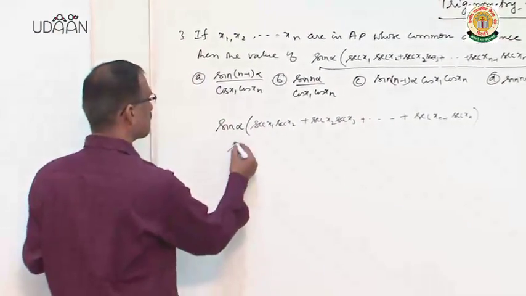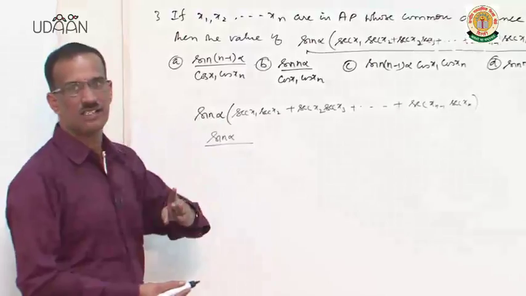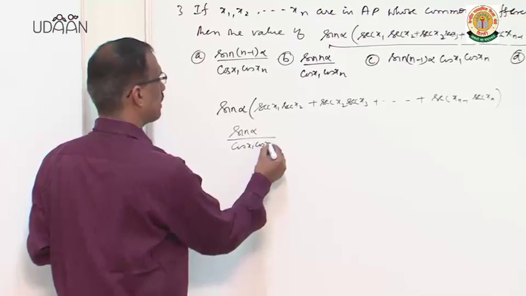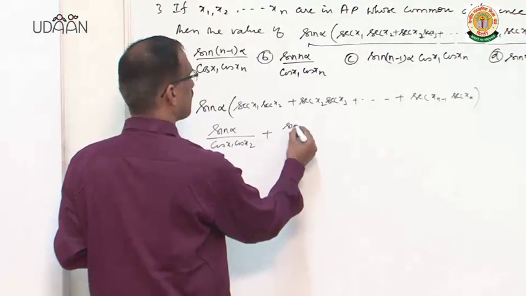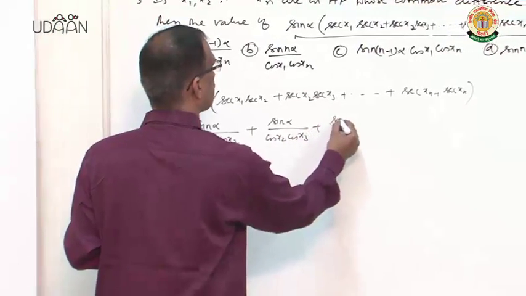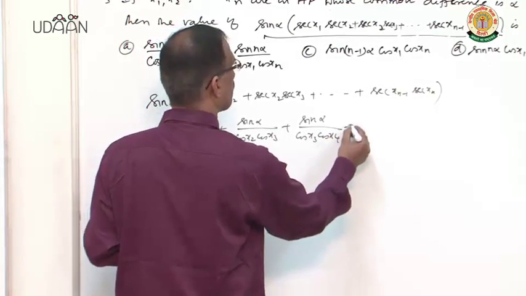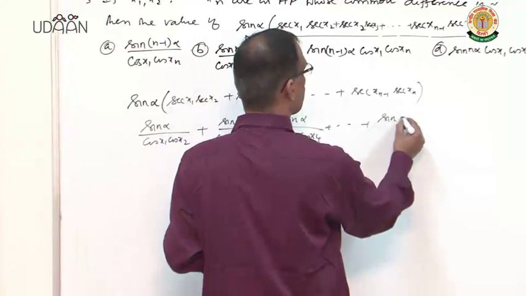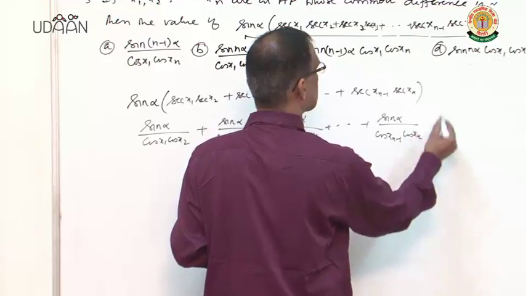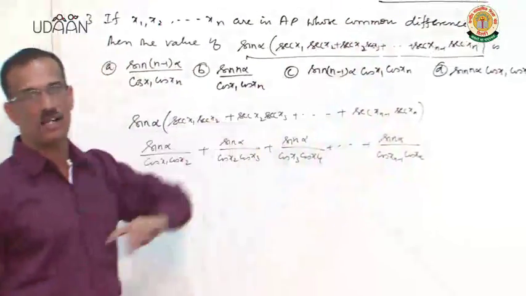So, this will give us sin alpha upon sec x1 sec x2, which means 1 by cos x1, 1 by cos x2. So, we can write this as sin alpha by cos x1 cos x2 plus sin alpha by cos x2 cos x3 plus sin alpha by cos x3 cos x4 plus etc. plus sin alpha upon cos x(n minus 1) cos xn. We are given that alpha is the common difference.